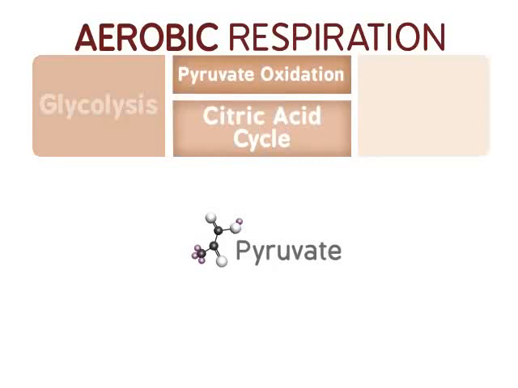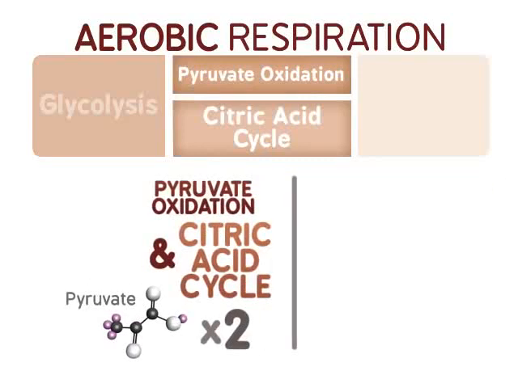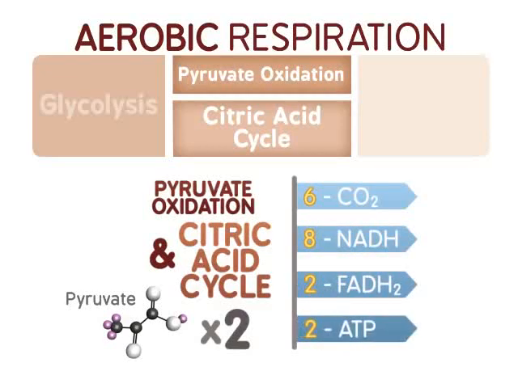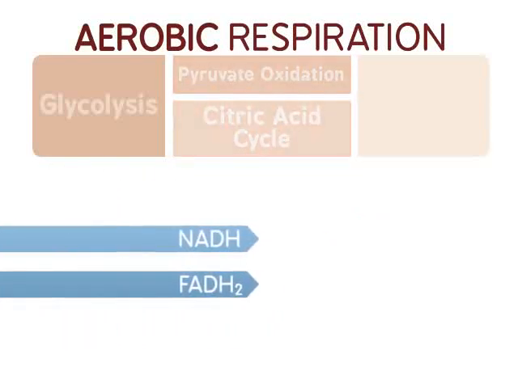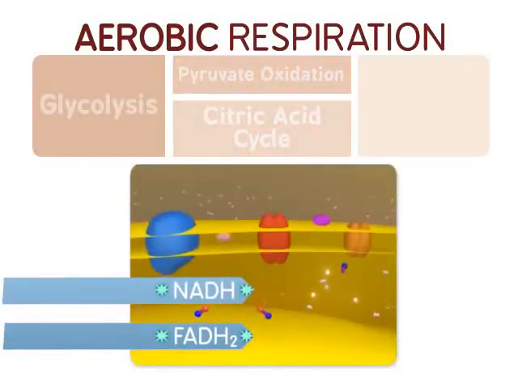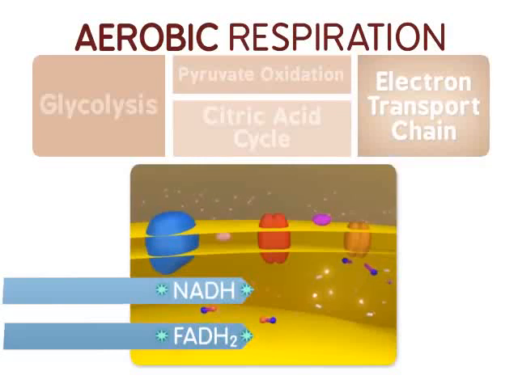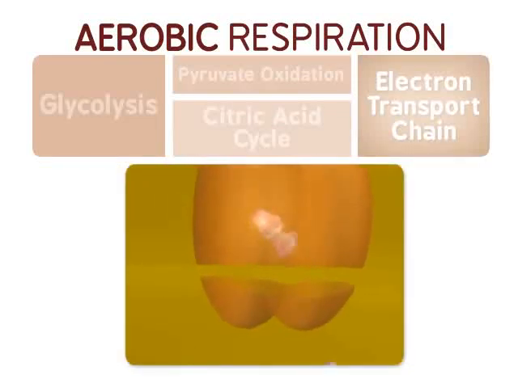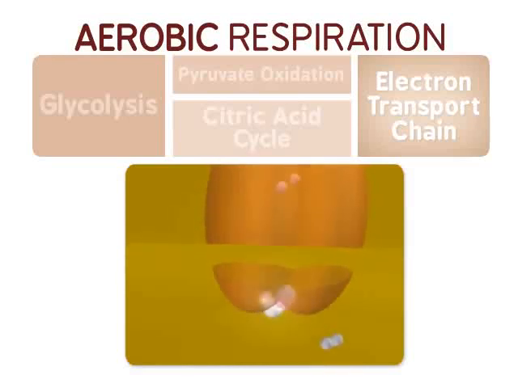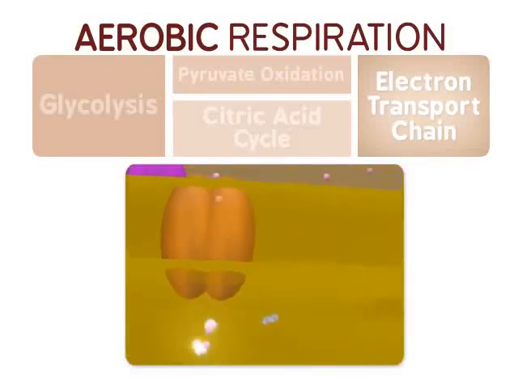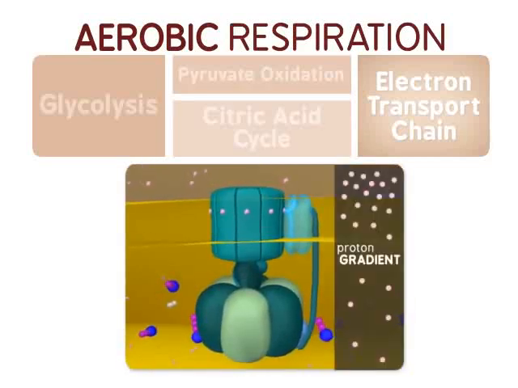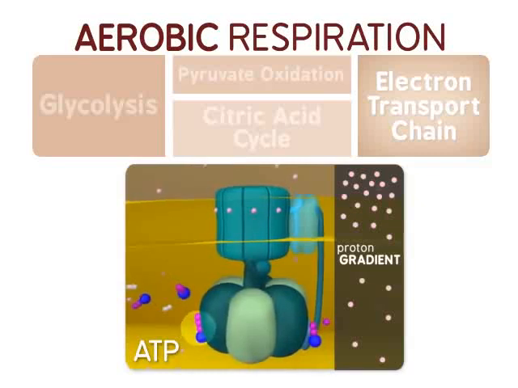Pyruvate is then modified during pyruvate oxidation and the citric acid cycle to generate carbon dioxide. During these steps, more electron carriers and ATP are produced. The electrons from these carriers are passed through a series of complexes known as the electron transport chain. During the final step of electron transport, oxygen accepts electrons and protons to make water. A proton gradient is generated during electron transfer and water production. This gradient drives the production of additional ATP.